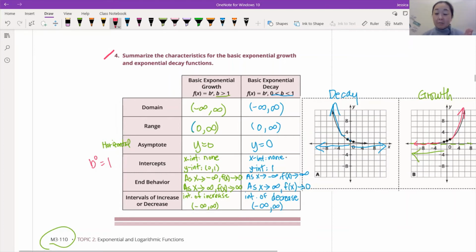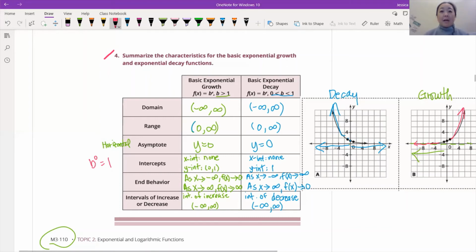Could it be 0? No, because that's where the asymptote is, right? That's the fence. Can't cross that. So that's going to be y is equal to 0. And notice all of these are exactly the same. None of them are different. Still no x-intercept, and our y-intercept is still at 1. So this is the point where both of these share, because b to the 0 power, whether it's positive or a fraction, is still going to be 1. Doesn't matter. So that is the power of 0.